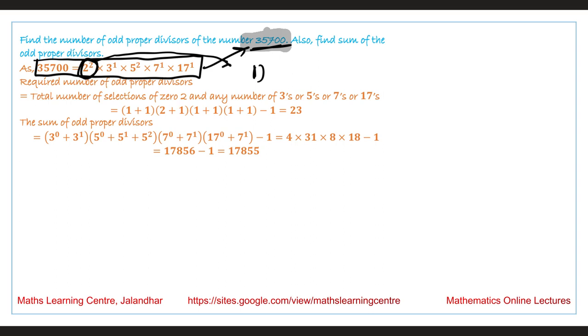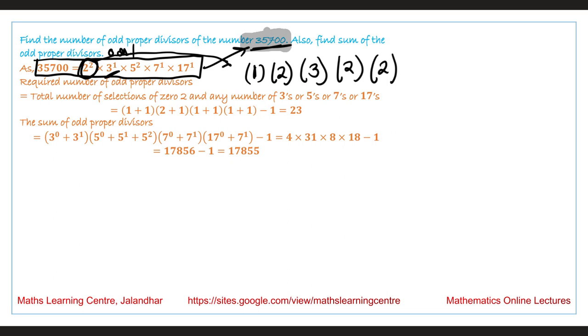It should be 0. We are saying there is only one option. The powers of 3 we can choose out of 2 terms. It can be 0 or 1. Power of 5 can be out of 3 options. Power of 7 can be out of 2 options, and power of 17 can be out of 2 options.